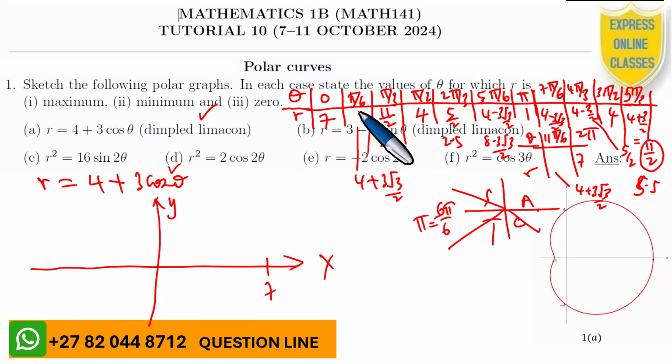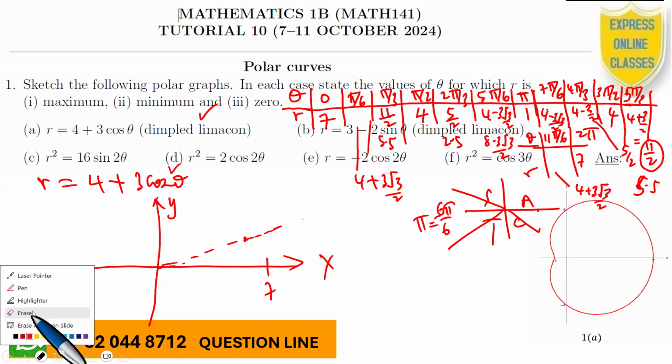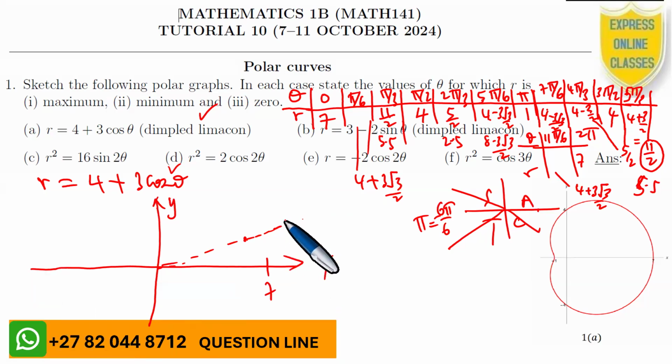And then you have pi over 6, which is like here. This one is going to be a little bit smaller. Okay, so it's going to give us your r, which is 4 plus 3 square root of 3 over 2, and then that is r at theta, and theta is pi over 6.